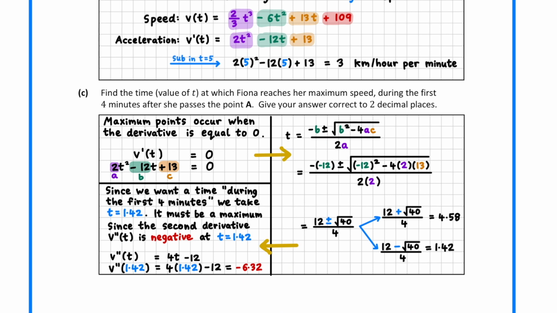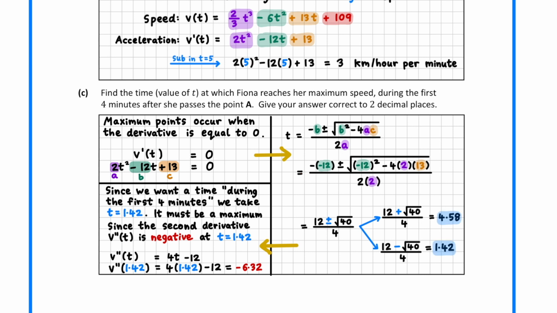In C, we must find the time in the first 4 minutes at which Fiona reaches her maximum speed. Maximum points occur when the derivative is equal to 0. We found our derivative in part B, so we can set this expression equal to 0. We're left with a quadratic expression, and this can be solved using the quadratic formula with a equal to 2, b equal to minus 12, and c equal to 13.